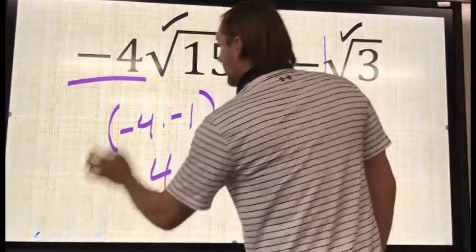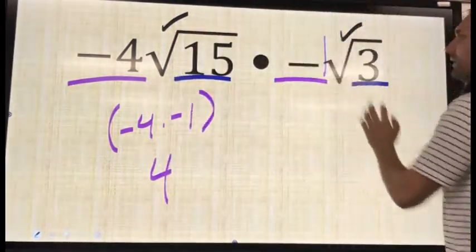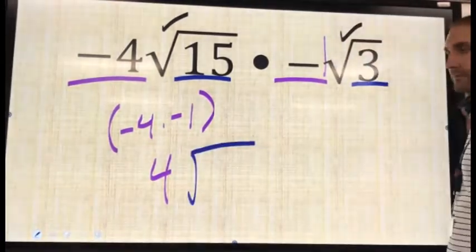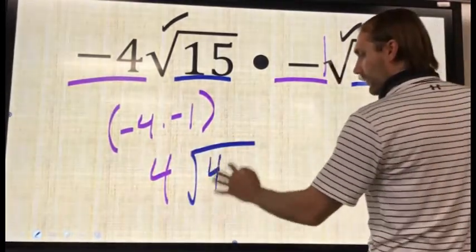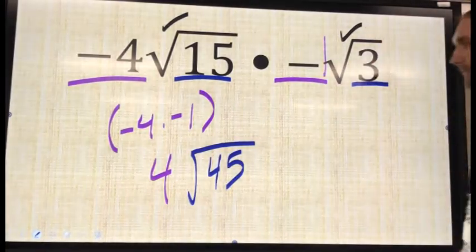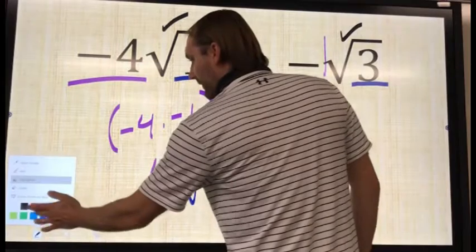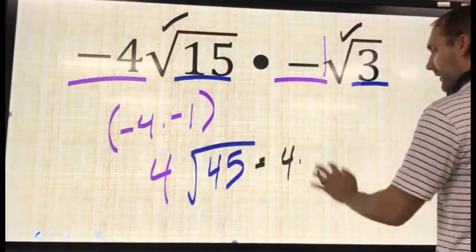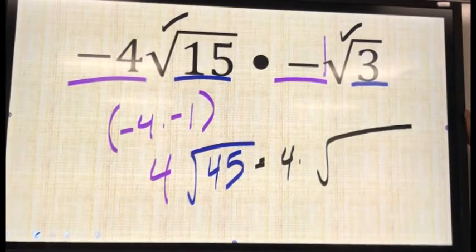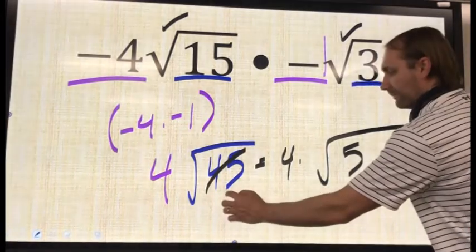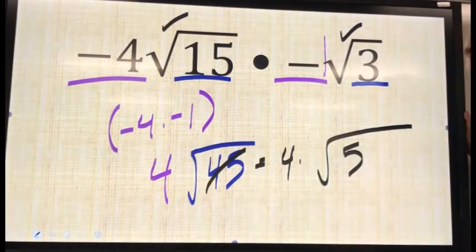Now let me look at the radicands, the number inside, and multiply those. What is 15 times 3? 45. So 4 times square root of 45. I'm not quite done yet. I need to simplify. So 4 times square root of 45. Does 5 go into 45? How many times? 45 divided by 5 is?